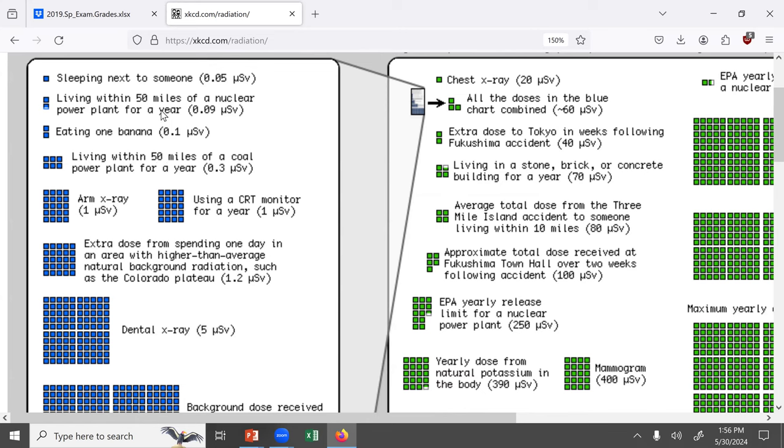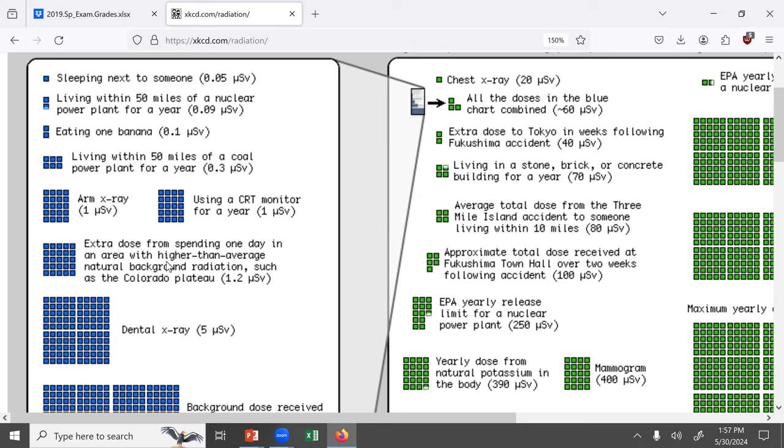This was also interesting too. Living within 50 miles of a coal power plant is three times more radiation exposure than living next to a nuclear power plant, because burning coal produces free radicals, that smoke. Even if they capture most of it, some of it still gets released into the atmosphere. And actually, us living at altitude, we get more microsieverts from just being outside and living at altitude than we would from living next to a coal power plant or a nuclear power plant.